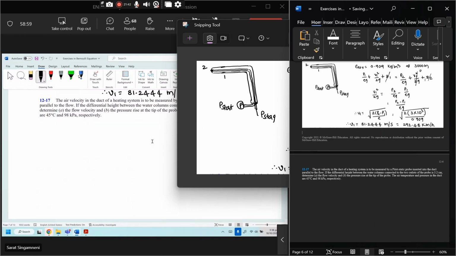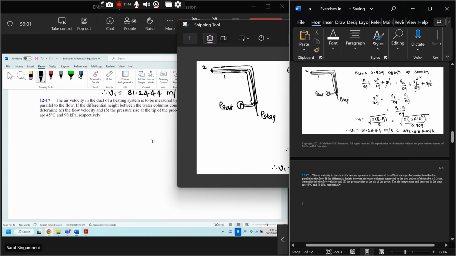The air velocity in the duct of a heating system is to be measured by a pitot-static tube inserted into the duct parallel to the flow. If the differential height between the water columns connected to the two outlets of the probe is 3.2 centimeters, determine the flow velocity and the pressure rise at the tip of the probe. The air temperature and pressure in the duct are 45 degrees Celsius and 98 kilopascals respectively.